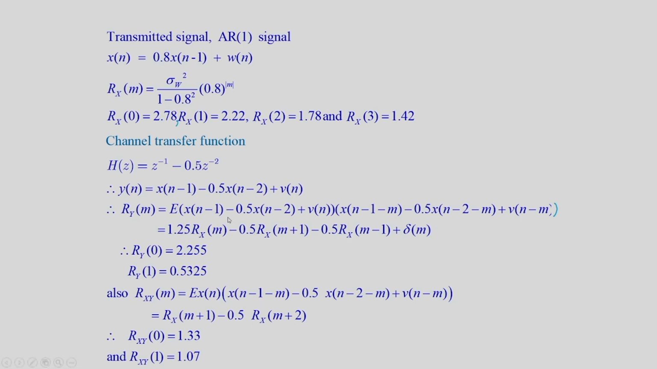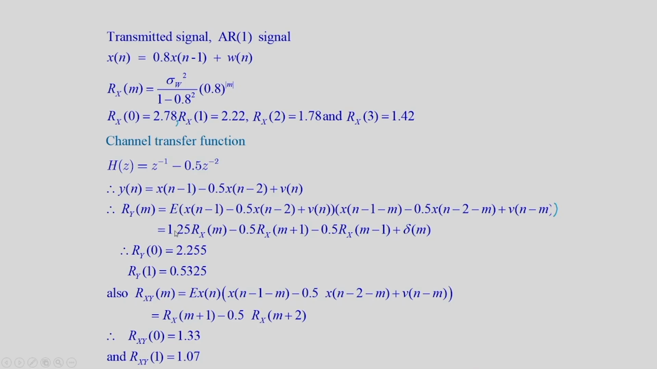Similarly, there will be the cross terms. Because of that we will get minus 0.5 Rx of m plus 1 and minus 0.5 Rx of m minus 1. And this noise is of variance 1, and they will be uncorrelated with the signal and uncorrelated with the sample of the noise also, but only when m is equal to 0 there will be the correlation, that is the variance. So that way this term will be delta m, and that variance is equal to 1.